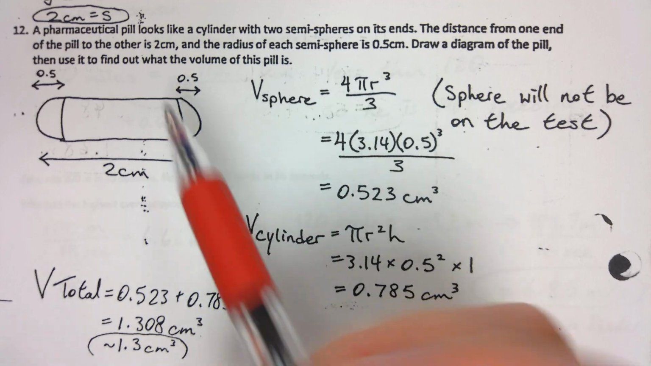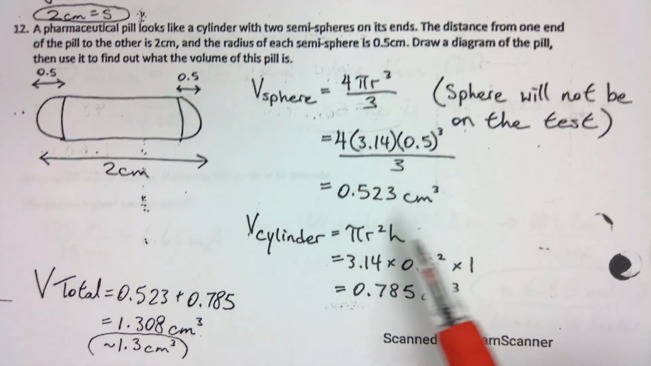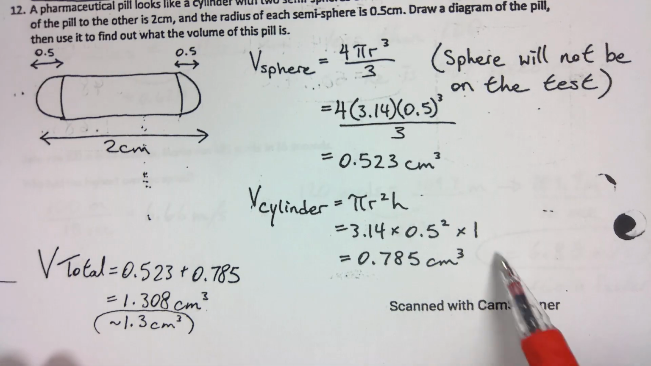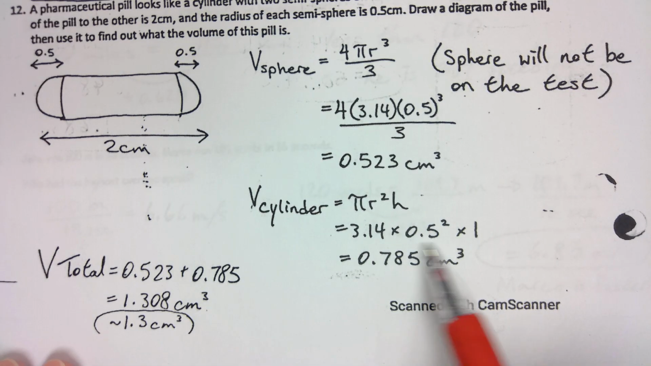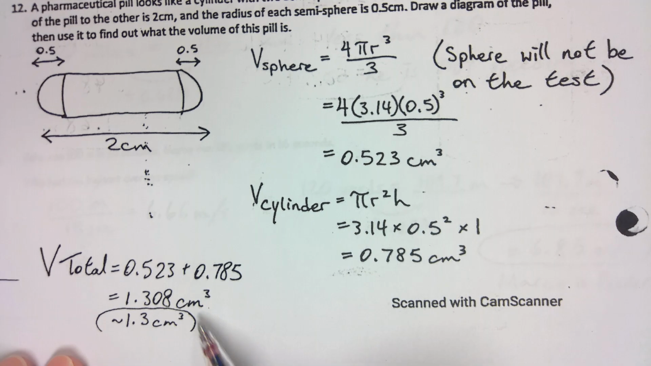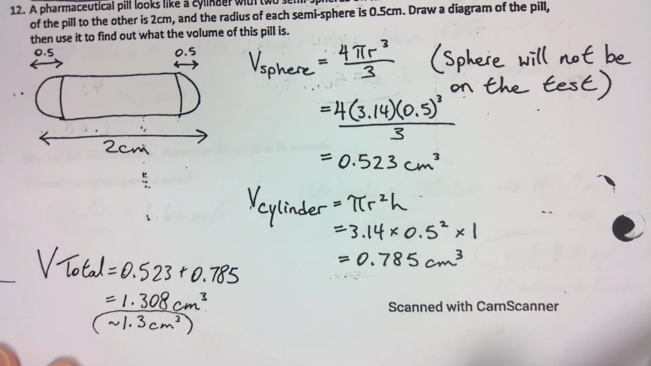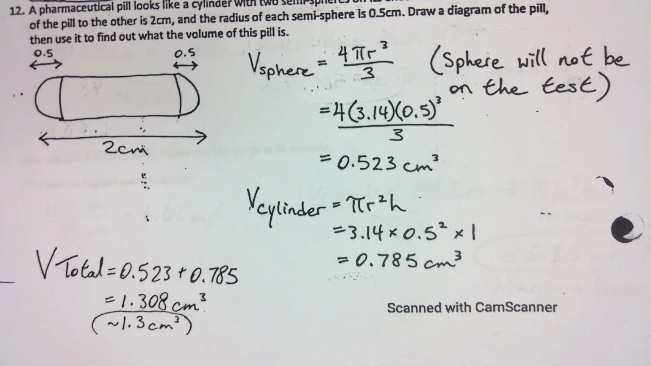Okay, so normally it's nice and smooth and round so that you don't choke yourself. So when you cut off the ends, it's actually a cylinder in the middle. So that's why it's this. And then, when you plug in the numbers and add it together, you'll get that the volume of this pill is 1.3 centimeter cubed.